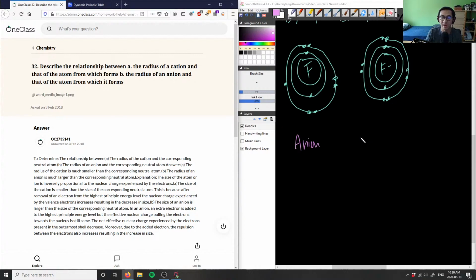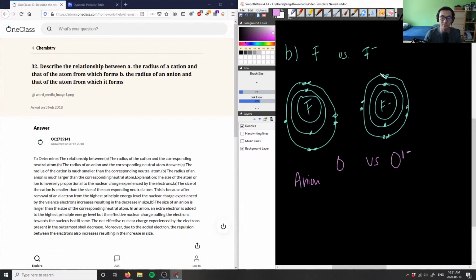But for example, if I had neutral oxygen versus O 1 minus, then this would follow the trend here. So it really depends on whether or not it satisfies that full shell, because if it does satisfy that full shell, it tends to be a little bit smaller due to the shielding and the effective nuclear charge of the atom.